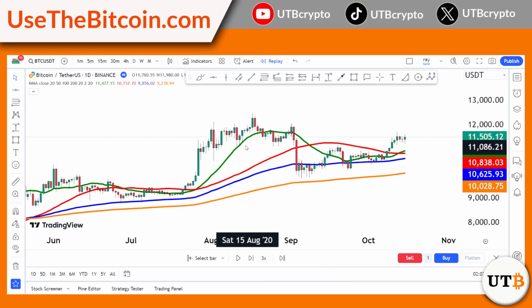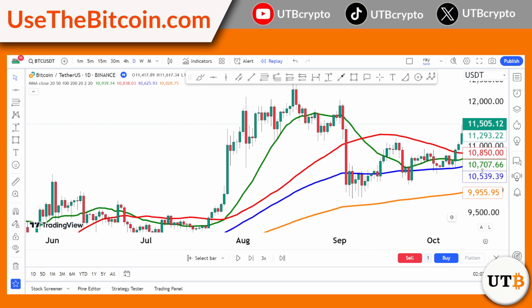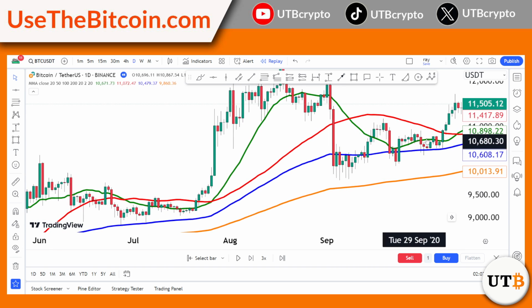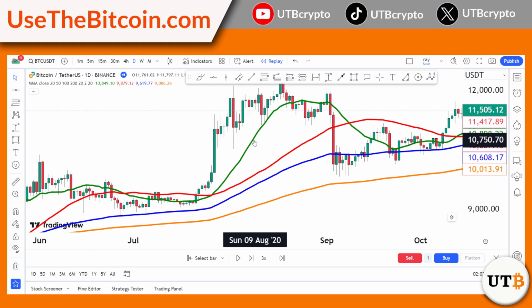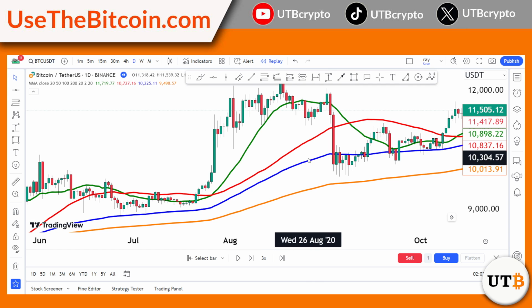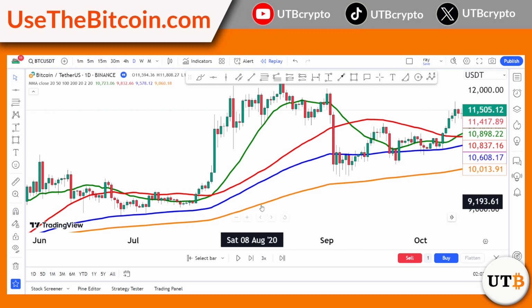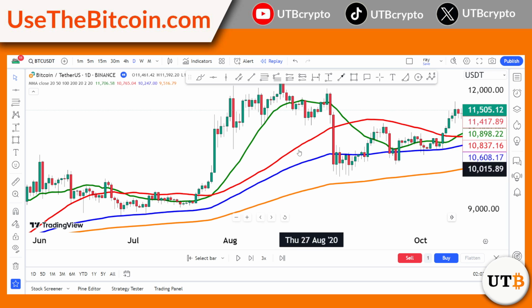Now I want you guys to remember the proper order of these lines. Green should be on top of red, red should be on top of blue, and blue should be on top of orange. When you see that, it means that we are in an uptrend. We are still in the bull trend. MA1 should be on top of MA2, MA2 should be on top of EMA1, and EMA1 should be on top of the orange line, or the EMA2. Again, try to remember that is the uptrend.